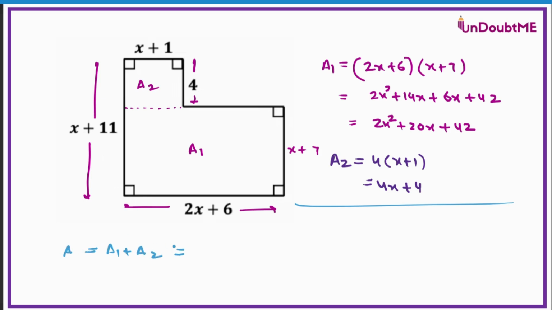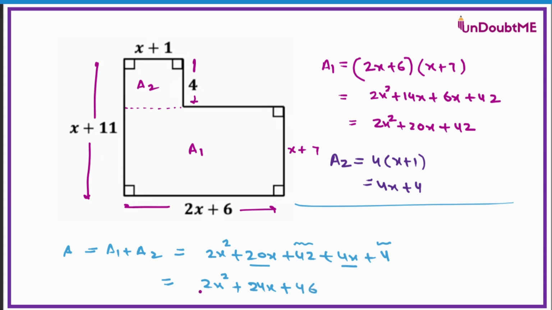So the total area is equal to A1 plus A2, and that is 2x squared plus 20x plus 42 plus 4x plus 4. And then the like terms should be treated together. So 2x squared is alone. For x, I have 20 and 4, that is 24x. And then for the constant term, I have 42 and 4, that will be 46. So 2x squared plus 24x plus 46 is my final area, and that's the answer.